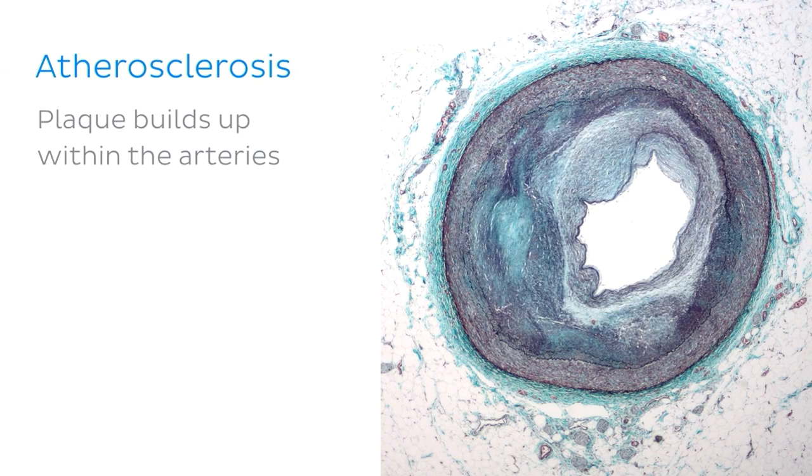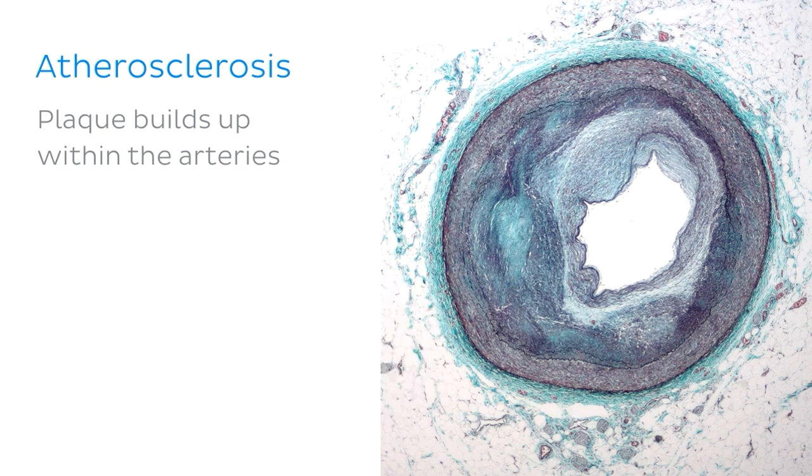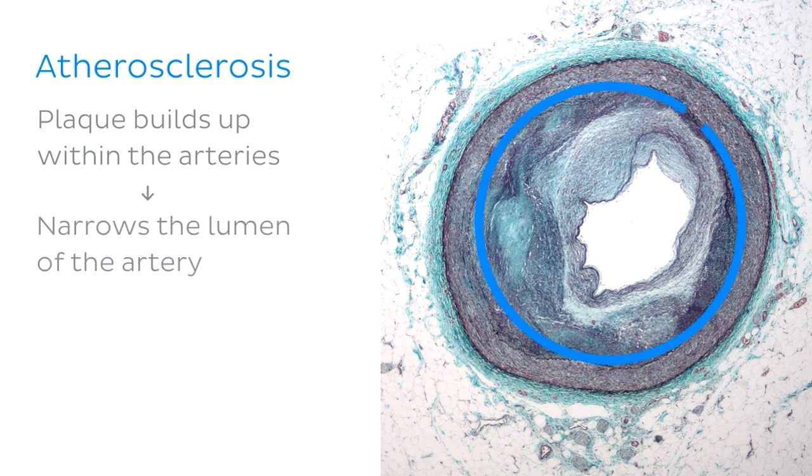And here in this micrograph of an artery, we can see a significant buildup of plaque in the lumen of the artery. The stain that we've used for this micrograph is called Masson's trichrome, and this image shows pretty clearly the narrowing of the lumen of the artery caused by the buildup of plaque, which itself can be comprised of cholesterol, fat, calcium, or any other components found in blood.